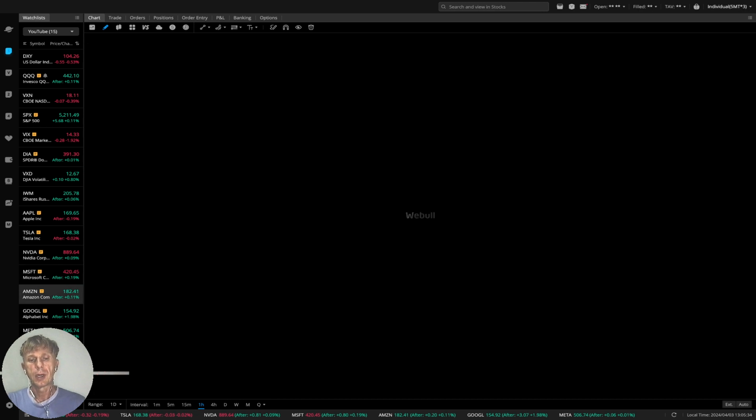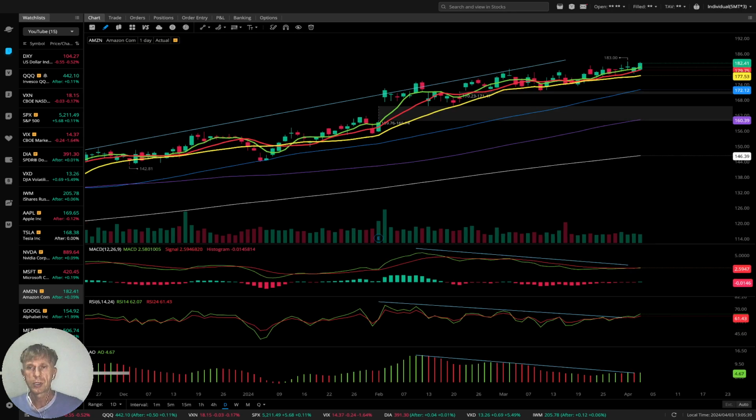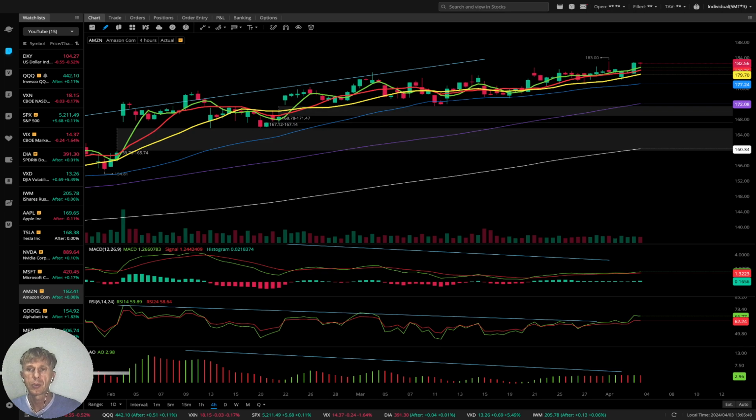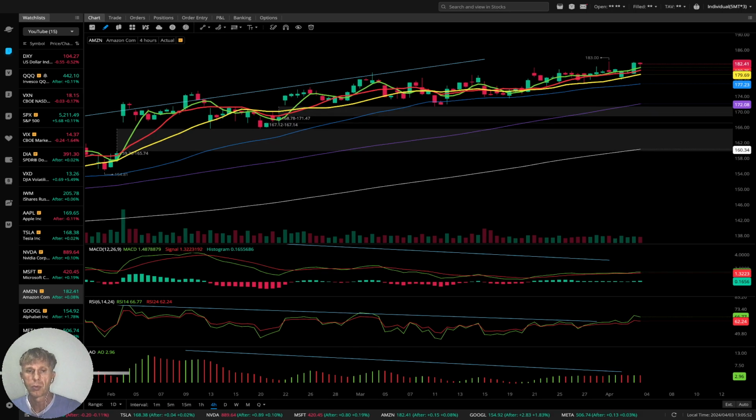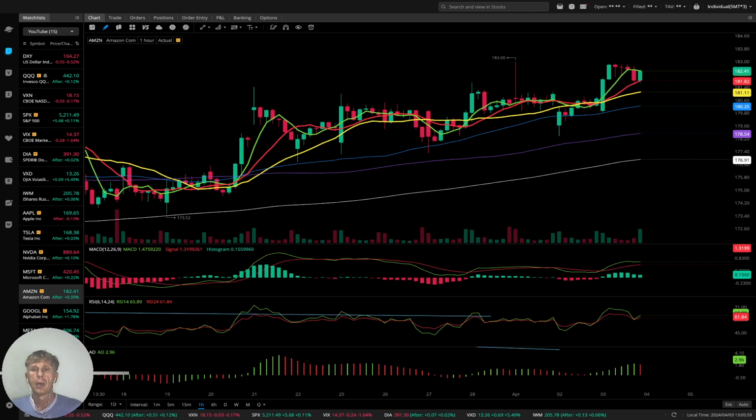Amazon is positive, right? Let's see daily. Last bar above all moving averages, still bullish trend, but bearish divergences on all indicators. 4 hours time frame. Same story, last bar above all moving averages, bullish trend, bearish divergences on all indicators, and 1 hour time frame. Still, last bar still above all moving averages, still bullish trend, bearish divergences on all indicators, but trend is still bullish.